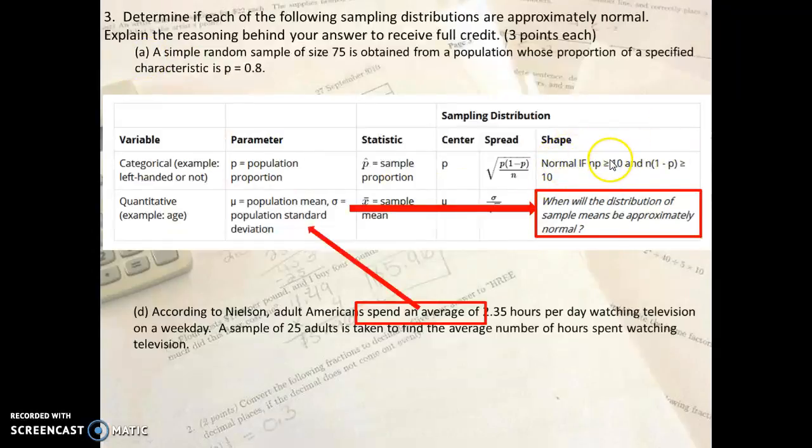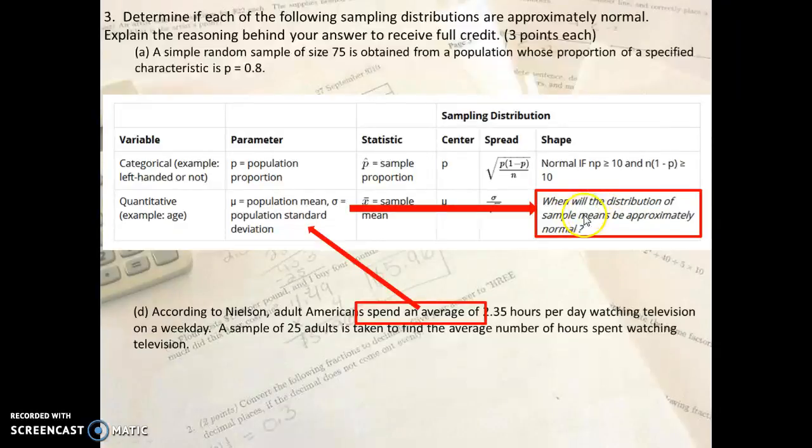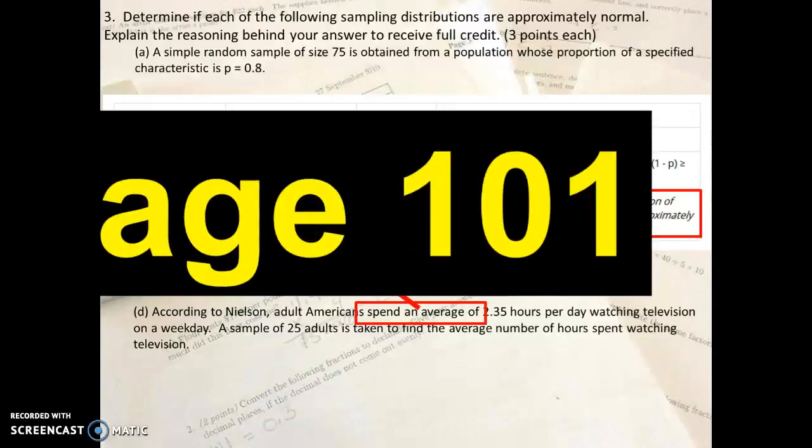Problem A, you've got a very cut and dried rule. I'll let you do that. Problem D, you have to go to page 101, and they'll give you the rule at the bottom. And for the other ones, parts B and C, I'll let you figure out which version it is. I'm not giving you answers. I'm sort of tiptoeing around it, but you guys are bright. You'll figure it out.